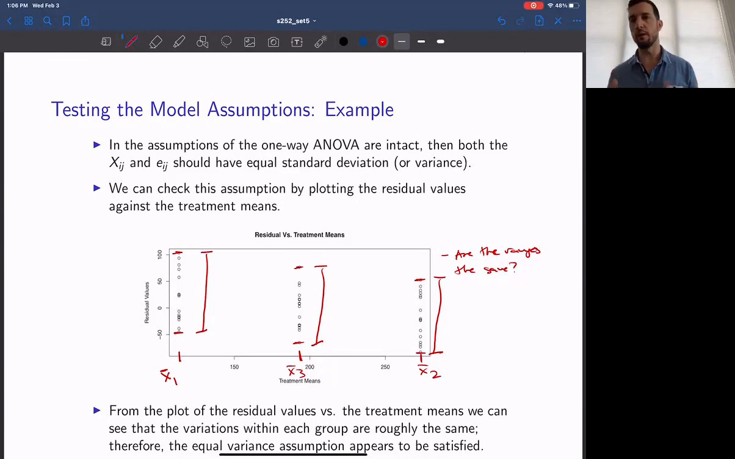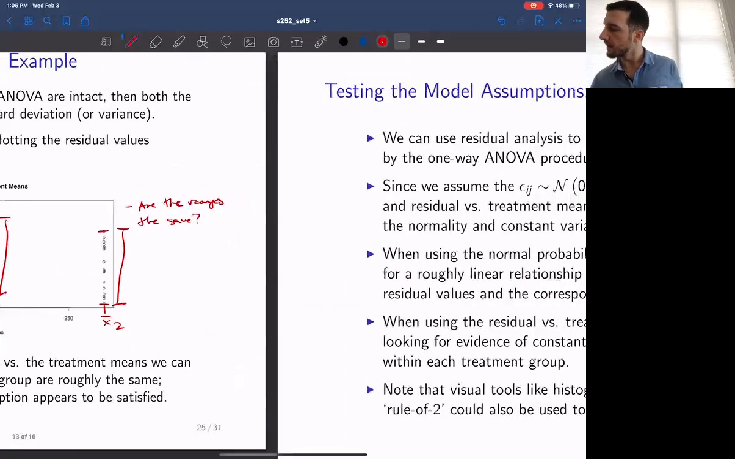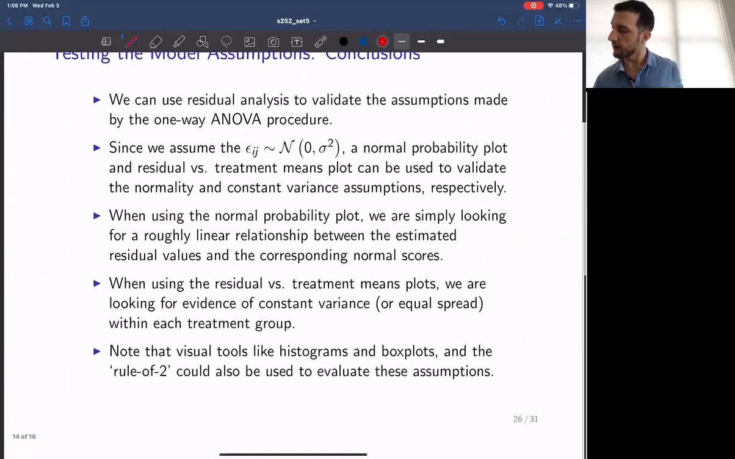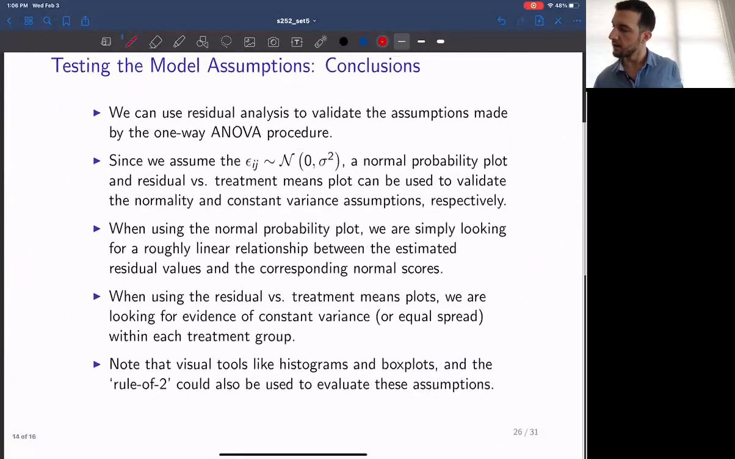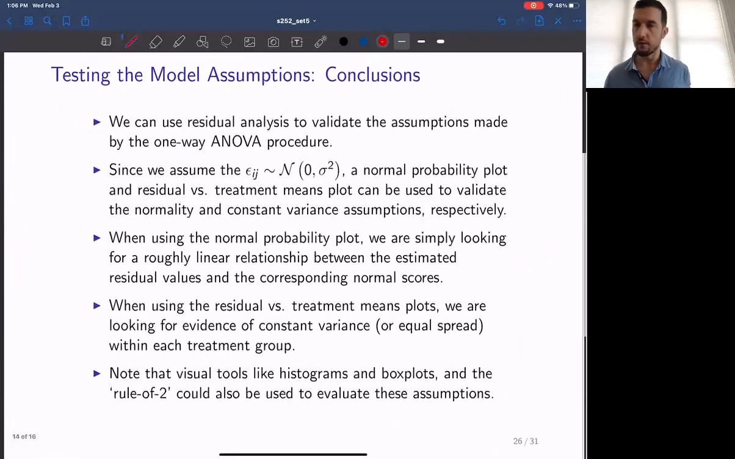So there's a number of different ways that we can go about checking the assumption of constant variance. In a written situation, like on a test or an assignment, I would say the rule of 2 would be the fastest way, because you just take the largest standard deviation and divide by the smallest standard deviation. And as long as the value is within a factor of 2, then we can say the variances are equal.